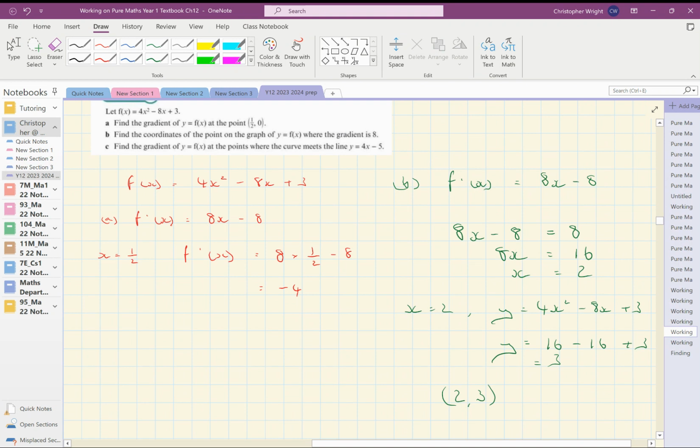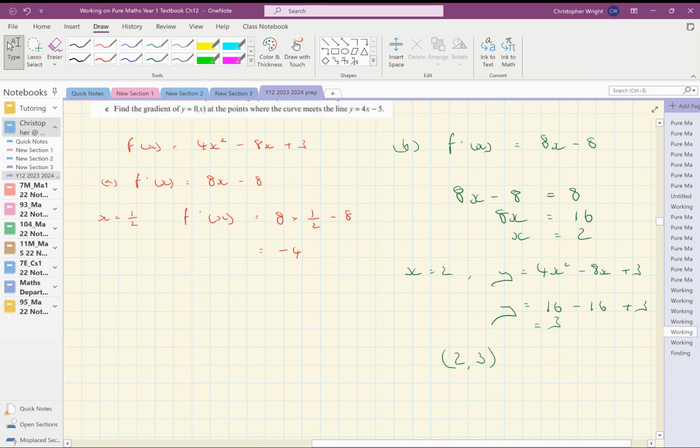Right, part C. Find the gradient of y equals f of x at the points where the curve meets this line. Well, you better work out where the curve meets that line. So the curve itself is 4x squared minus 8x plus 3. And we want to know where the curve equals this line. So let's find out what x values give us the same y coordinate. Solve that equation. That's a quadratic equation.